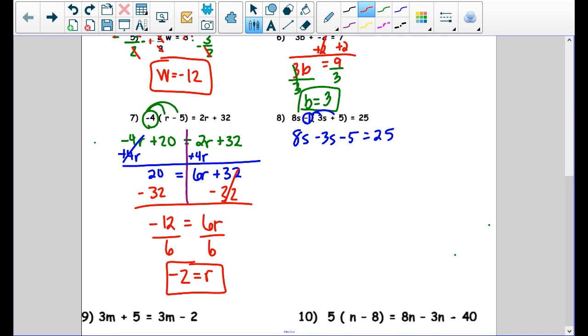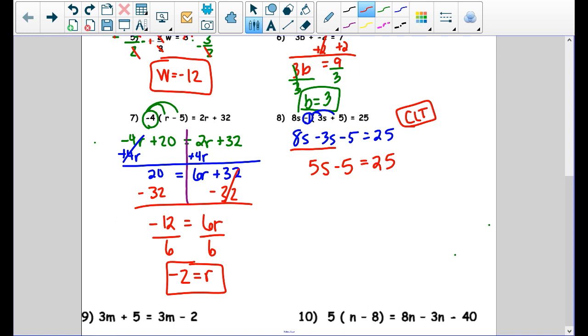Now, be careful here. See all my s's, my variables are on the same side? This is just combining like terms. Before, we had to subtract them over, different sides of the equal sign. But here, these are on the same side of the equal sign, so I just do whatever the sign is. Just combine them. 8 minus 3 is 5. 5s minus 5 is equal to 25.